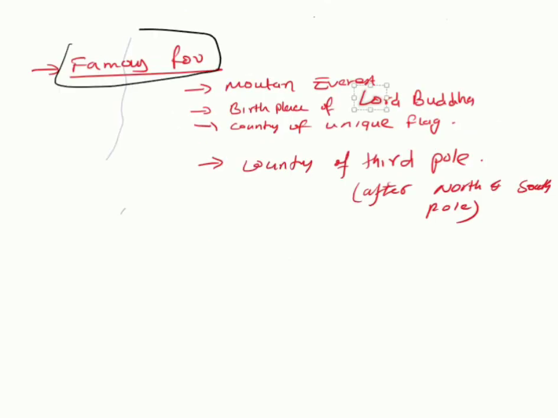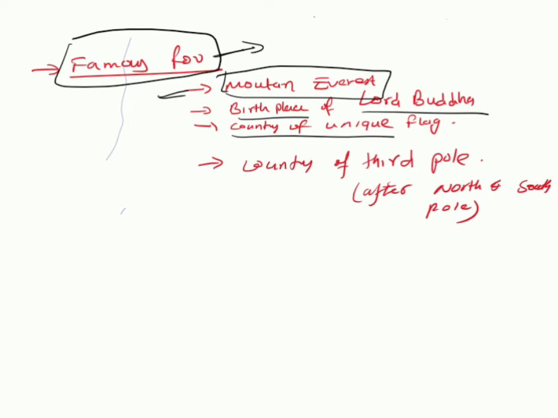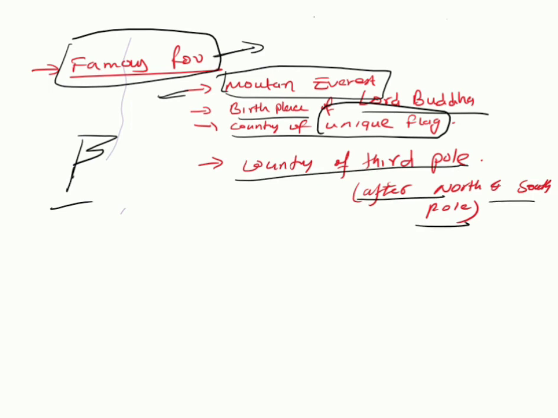At the end of this lecture, let us talk about what our country is famous for. It is famous for Mount Everest, so it is known as the nation of Mount Everest. It is also known as the birthplace of Lord Buddha. It is also known as the country of the unique flag, as you know we have a unique flag like this, and the country of the third pole after the North and South Pole. So these are the few things which we are famous for in the world.